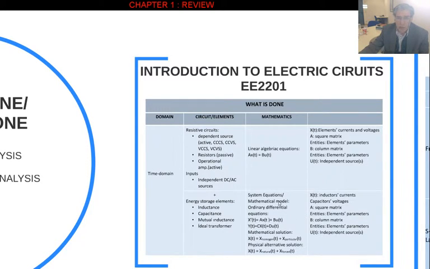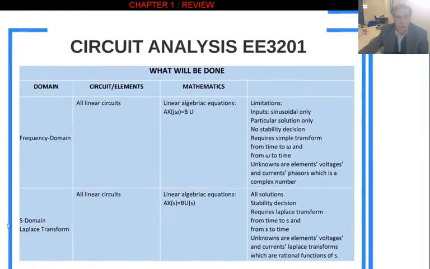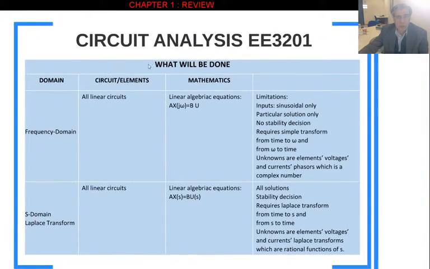So I explained all those. So this is all we have done. We have done this in time domain. So what we are going to do in this circuit, which is this one, now circuit analysis 3201, domain, frequency domain, and S domain. In frequency domain, all linear circuits.